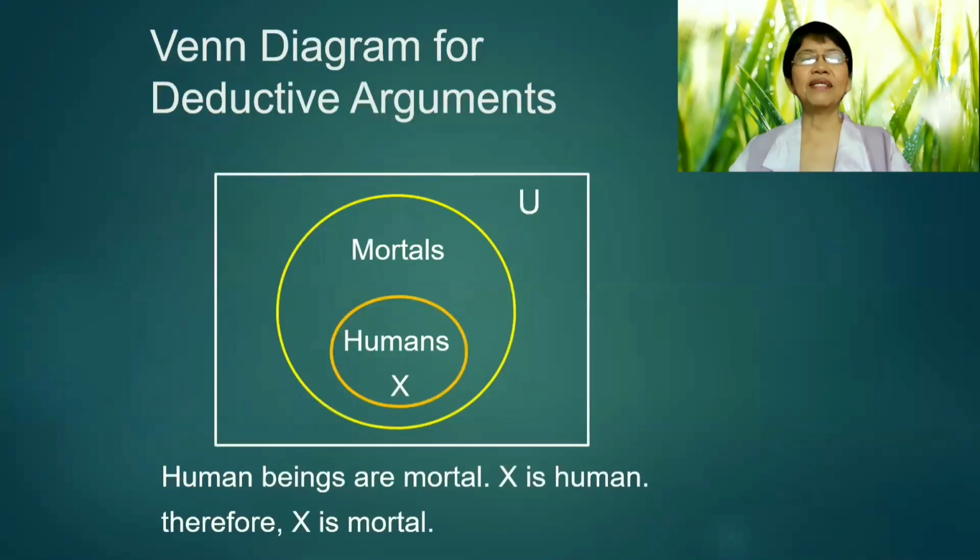And here is a Venn diagram for deductive arguments. We have here a subset of the set of mortals, the subset of humans. And then we have the bigger set, which is the set of mortals under the universal set. So we read this as human beings are mortal, X is human, therefore X is mortal.